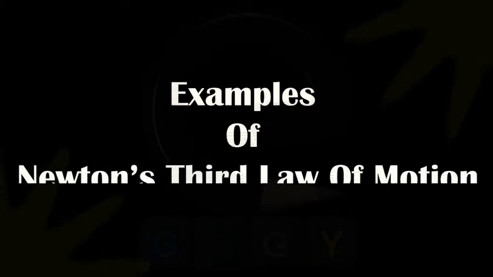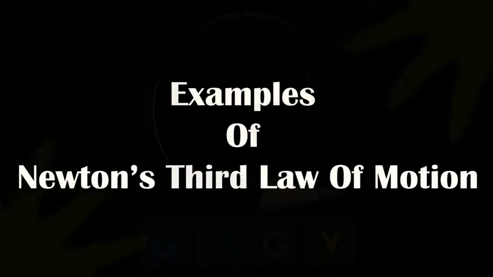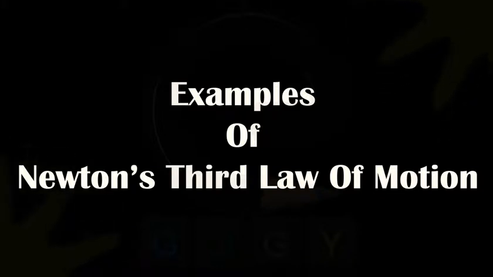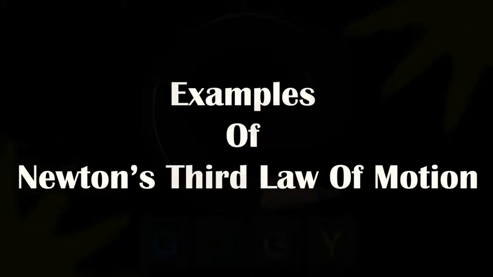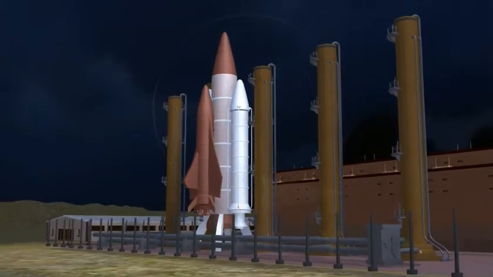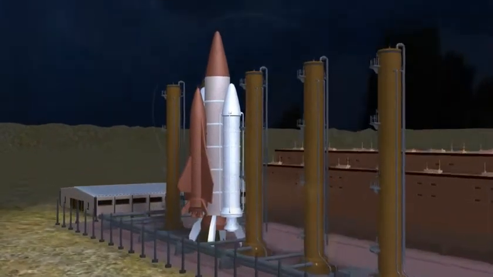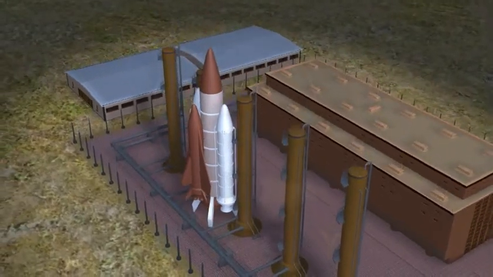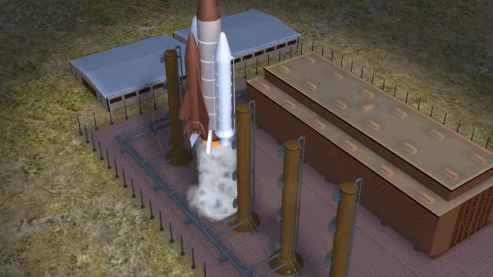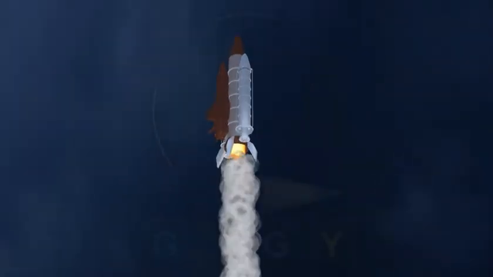Examples of Newton's third law of motion. How will we prove that Newton's third law of motion is applicable to objects around us in everyday life? There are many examples from our day-to-day life which explain Newton's third law of motion. A rocket flies upwards towards space. This is a very good application of Newton's third law, showing the action and reaction effects.